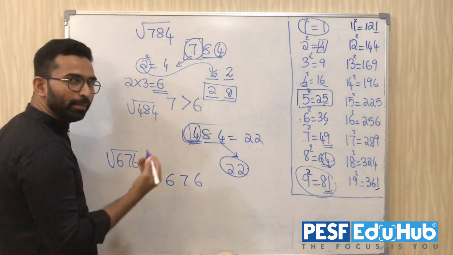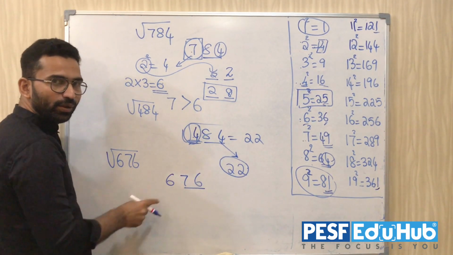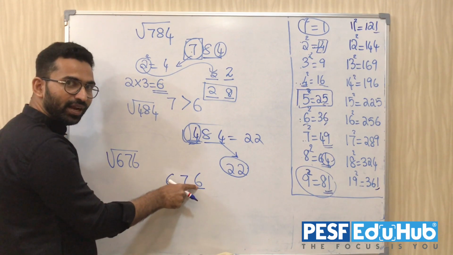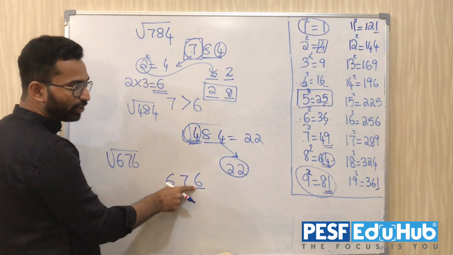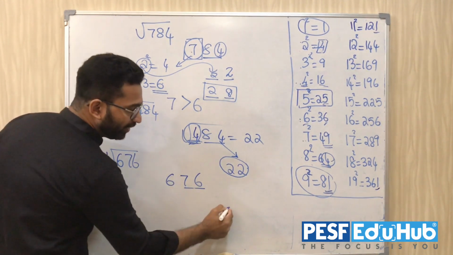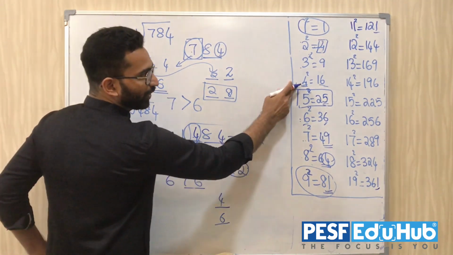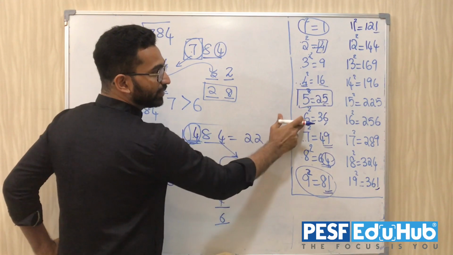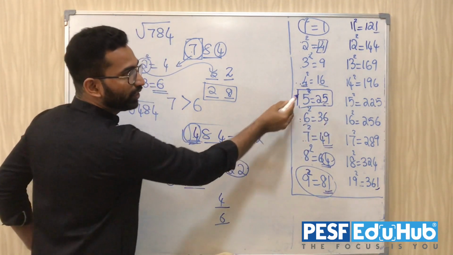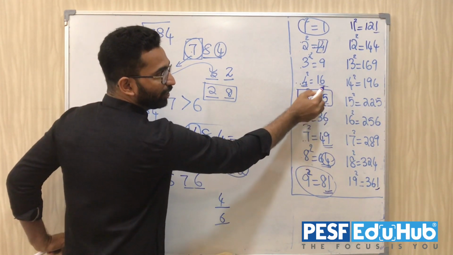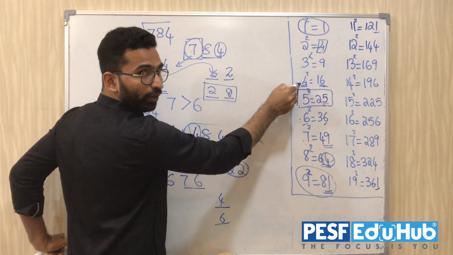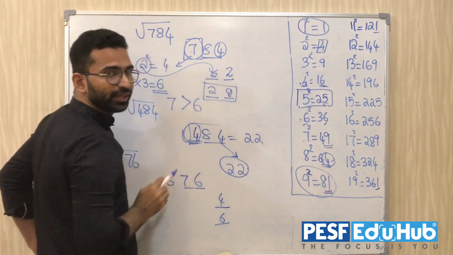676. Okay. Make a pair. 76. What is the last digit? 6. If the last digit is 6, then the answer of the square root can be ending with either 4 or 6. Am I right? From here you can see 4 square equals 16, 6 square is 36, and both these numbers are ending with 6. So if the last digit is 6, then the square root can be 4 or 6.